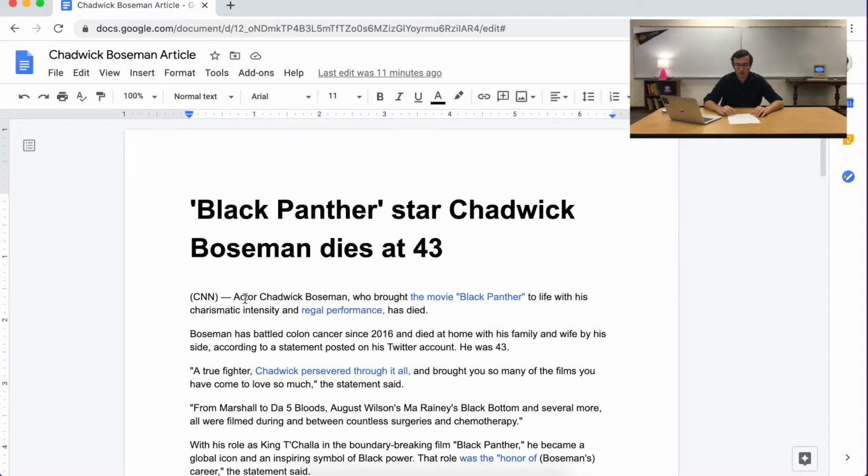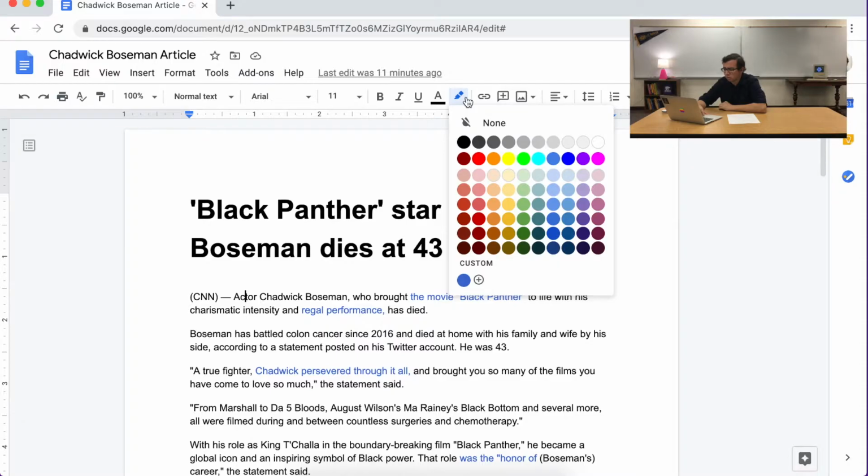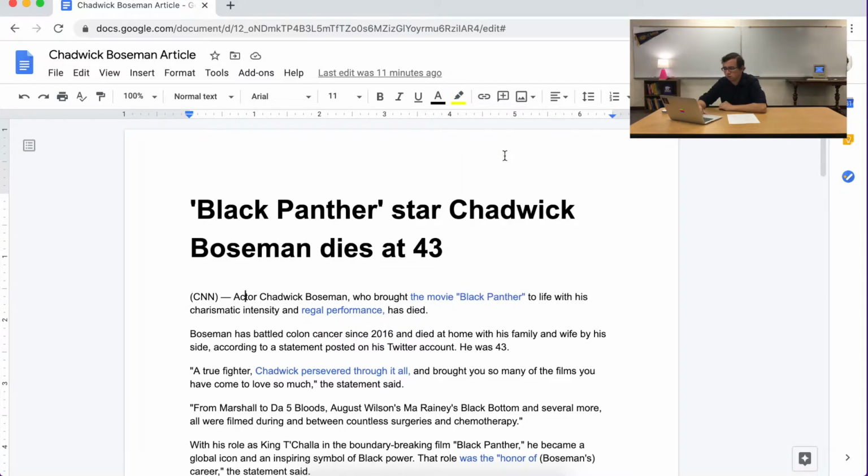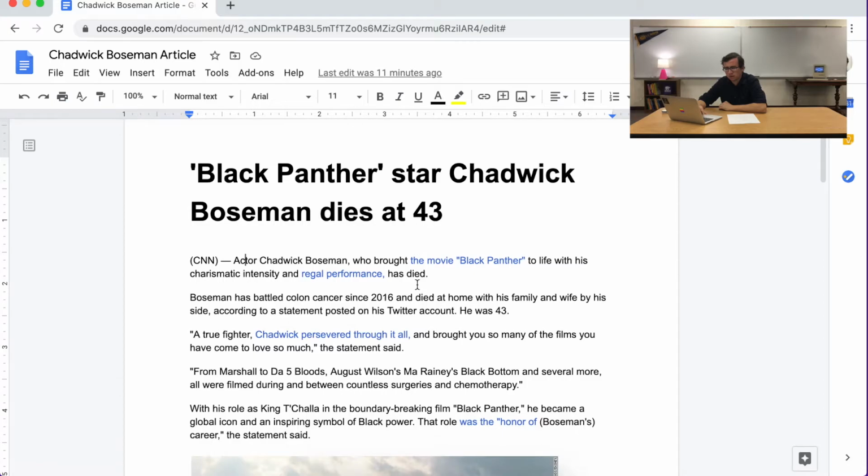And step number 3, highlight anything that seems like it might be what we're looking for. So I'm going to now go through, and the first thing I'm going to do is click on my little highlighter tool here. I think I'm going to go for yellow. That's a pretty classic highlighter color. And anything that seems like it answers the question of what was Chadwick Boseman known for, I'm going to go ahead and highlight.